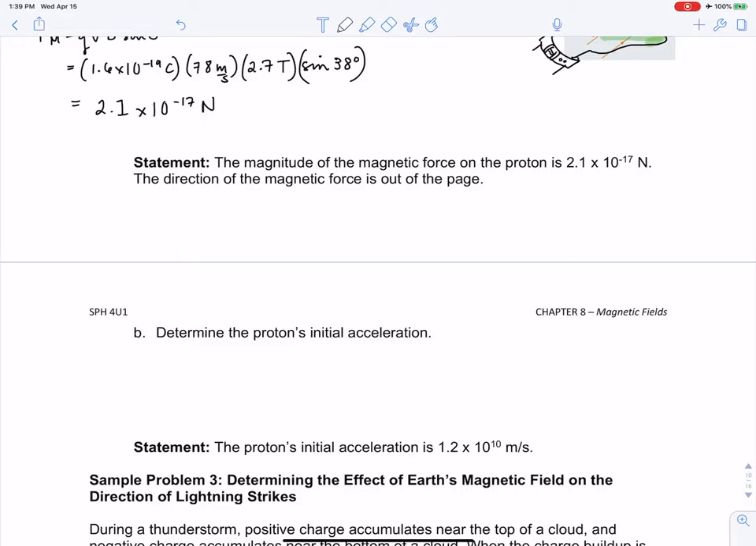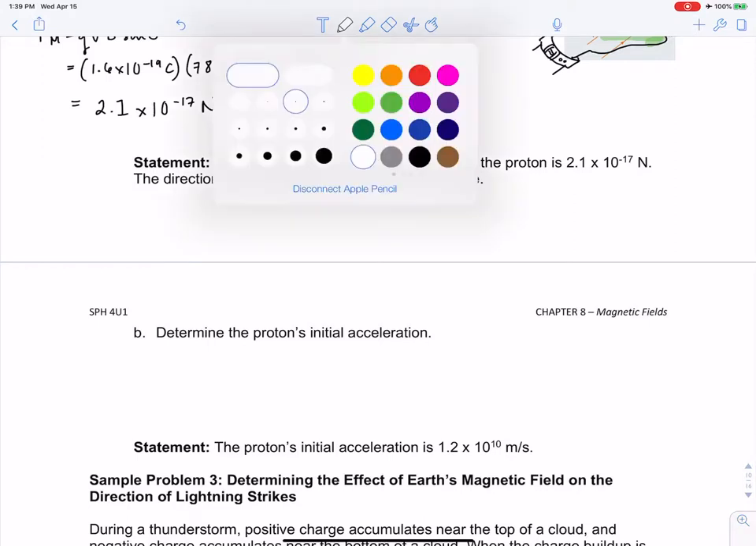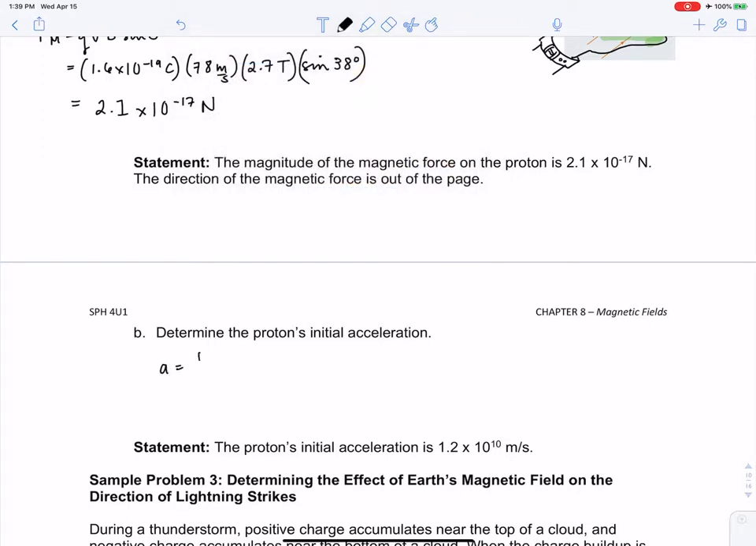Now, in part B, they want us to determine the proton's initial acceleration. Acceleration will be equal to the magnetic force acting on this proton divided by the mass of the proton. So that's 2.1 times 10 to the power of negative 17 newtons divided by the mass of the proton, which is 1.6 times 10 to the power of negative 27 kilograms. If you punch this in, you should get 1.2 times 10 to the power of 10 meters per second squared. Don't forget to square it. All right.